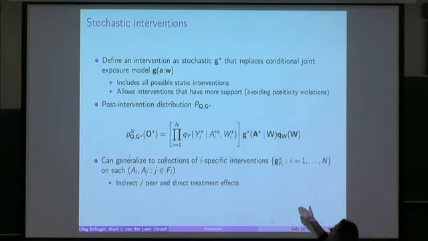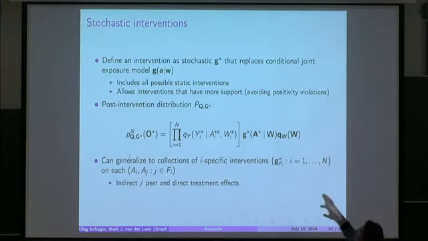Now we can define the post-intervention distribution, where we simply replace the factor of the likelihood that was responsible for the exposure mechanism with this new stochastic intervention G star. It's referred to as the post-intervention distribution, where we have a new random variable O star that's generated from this distribution.